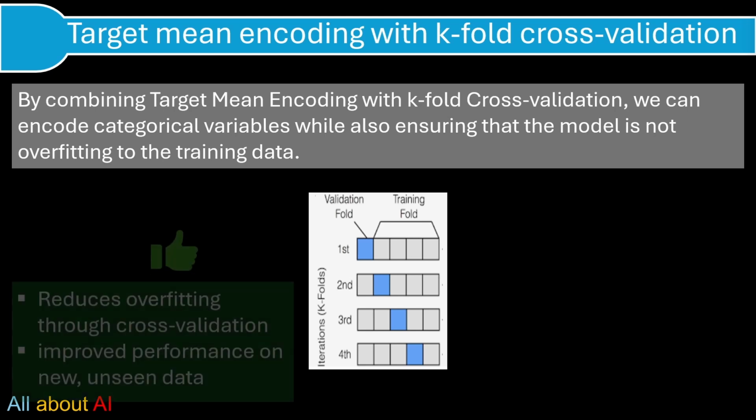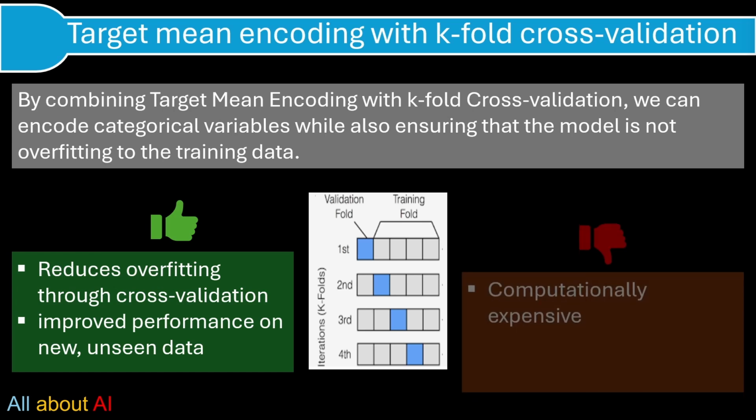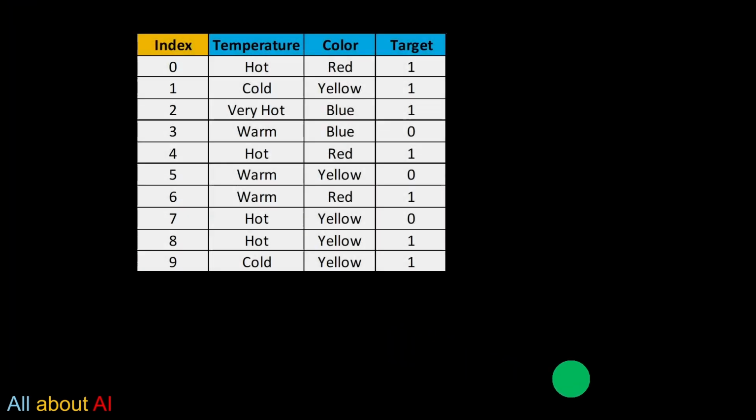and this is repeated for all the k folds, which is 5 folds in this case. The advantage of this is it reduces overfitting through cross-validation. It also improves the performance on new unseen data. The drawback is doing it k times, which is more computationally expensive. Let me go through our example to explain this.